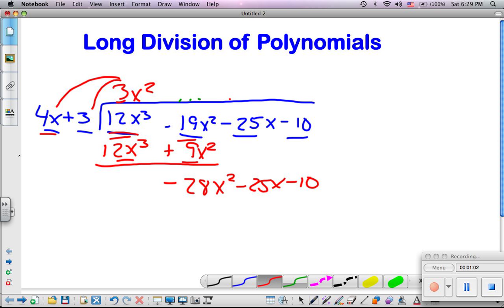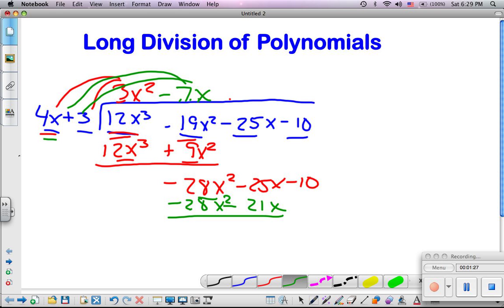And we're going to repeat the process now. So we want to see how many times 28x squared can be divided by 4x, and that's going to give us a minus 7x. Okay. Multiplying the minus 7x times the 4x is going to give you a minus 28x squared. Once again, we match that term exactly. The minus 7x times the 3 is going to give you a minus 21x.